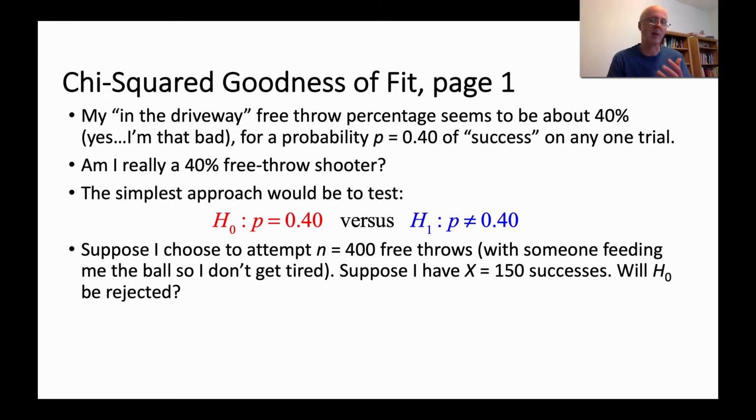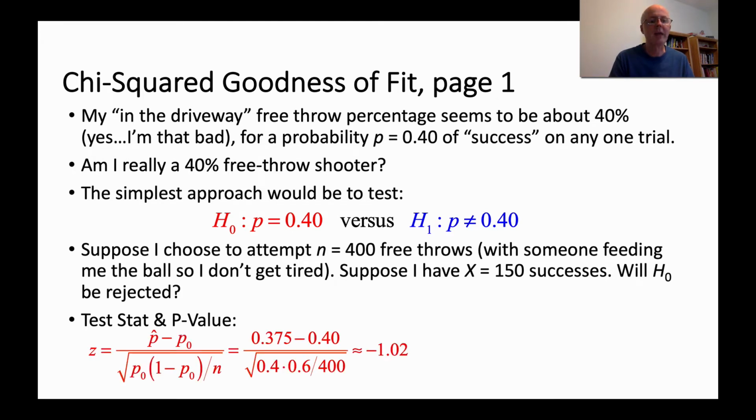If we get a small probability, a small p-value, then we say we have observed something extreme when the null is true, and so we reject the null, and we think it's not true. So here's the test stat and the p-value for this made-up data. Z is about negative 1.02. The p-hat here, again, that's my sample proportion, is 0.375, 37.5%, which is 150 divided by 400. The null value, again, is 0.40.